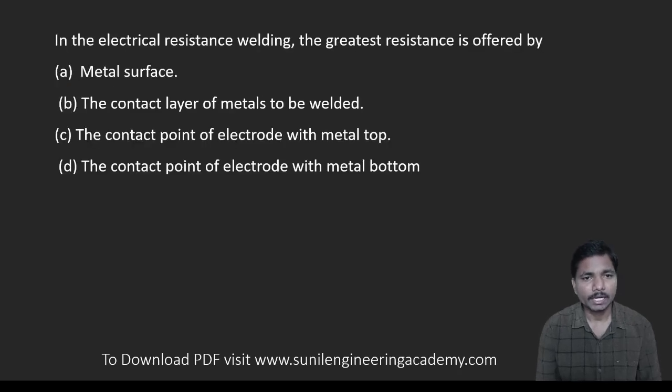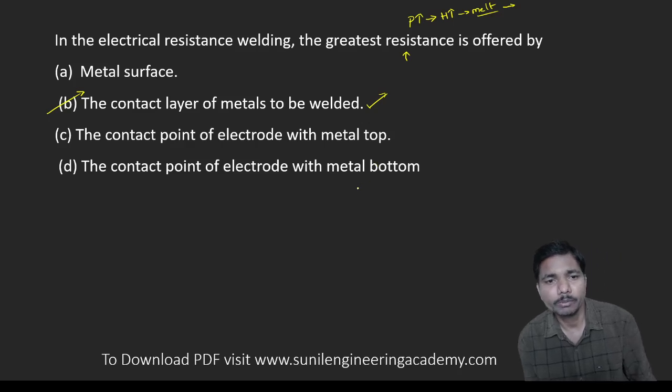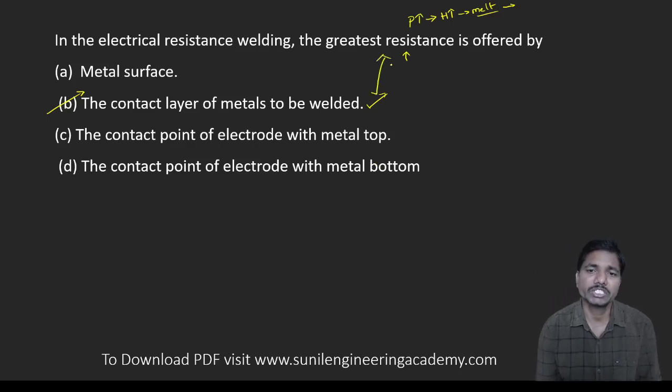In the electrical resistance welding, the greatest resistance is offered by dash. Wherever there is the greatest resistance, at that place more power is consumed. As more power is consumed, more heat is produced, then there is a chance of melting, and then the welding is completed. So that means the contact layer of the metals to be welded has the greatest resistance, so they will be melted easily and become a single part.